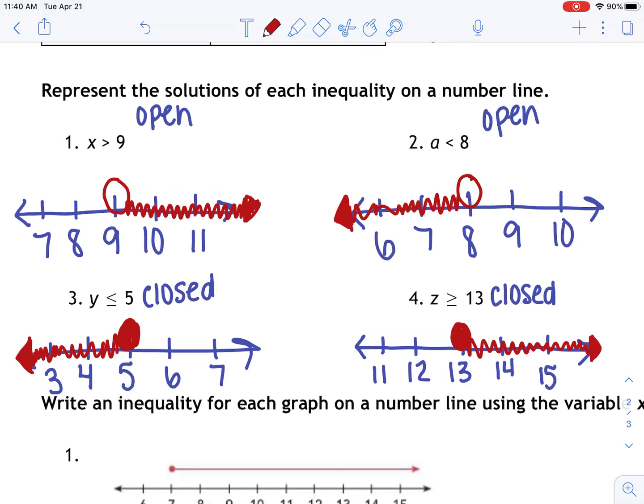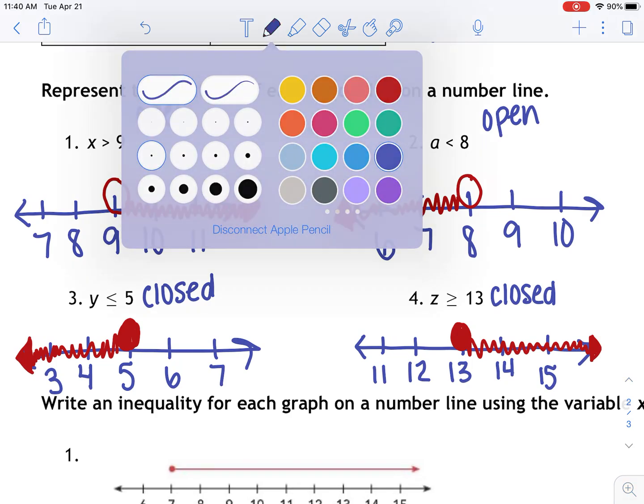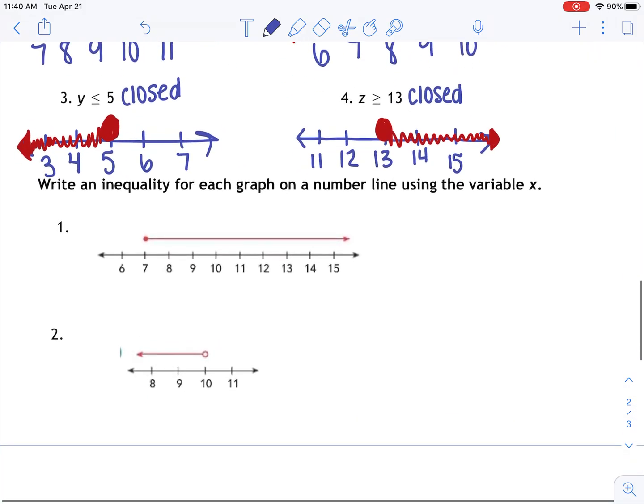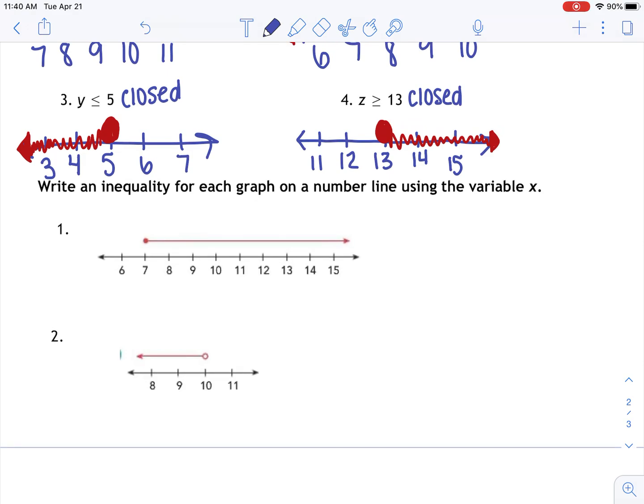Okay. So that is how to represent solutions of an inequality on a number line. We're taking that inequality statement and just representing it on a number line. Okay, if we look at our last part for today on our notes here, now we have the flip side of it. Now we're given a number line and we need to write an inequality statement based on the picture of the number line. Okay, and we're going to be using the variable x for both of these examples just to keep it simple.